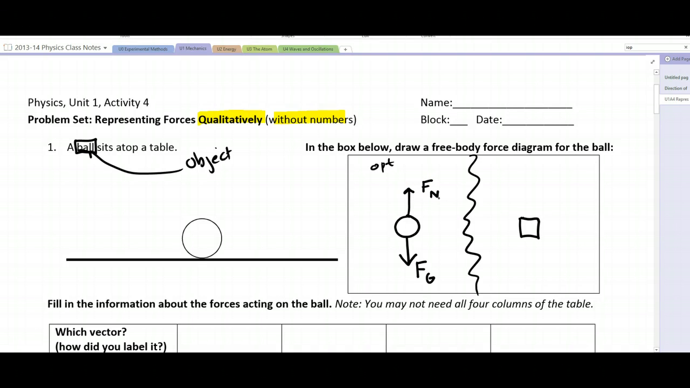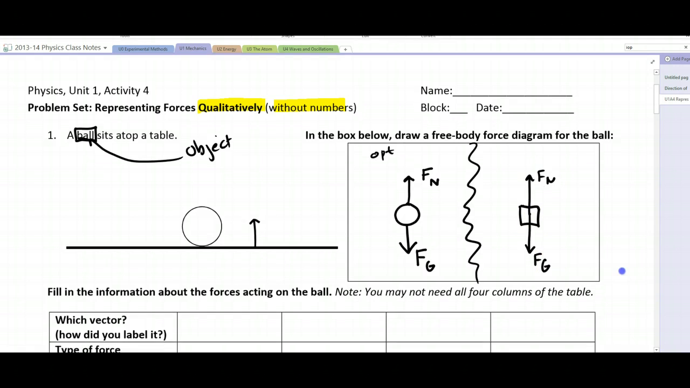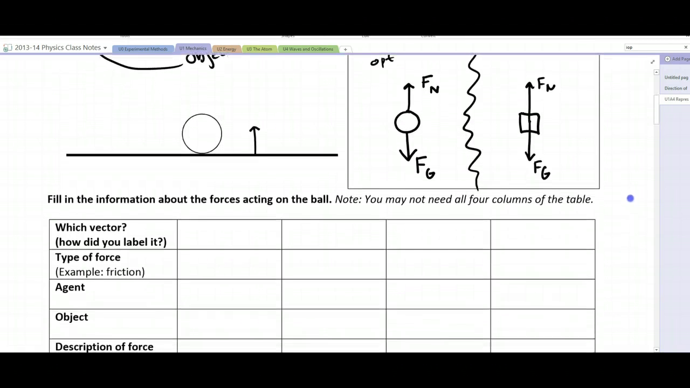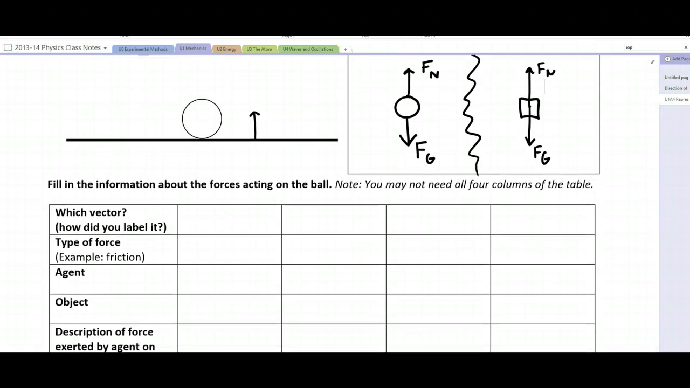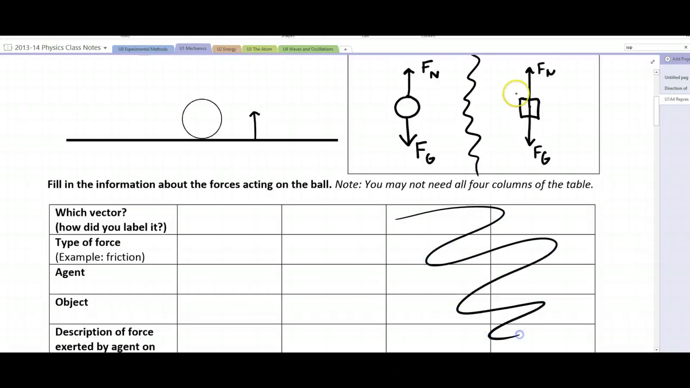The word normal means 90 degrees. So when a force is 90 degrees to a surface like a table, then we call it the normal force. So if you were drawing it as a square, you could take it straight from the middle, gravitational and normal force. And the next phase in this activity is to fill out this table. Now this table will not use the last two because I only have two forces shown. So for the normal vector, I labeled it Fn. The type of force is a normal force, or you could call it support force.